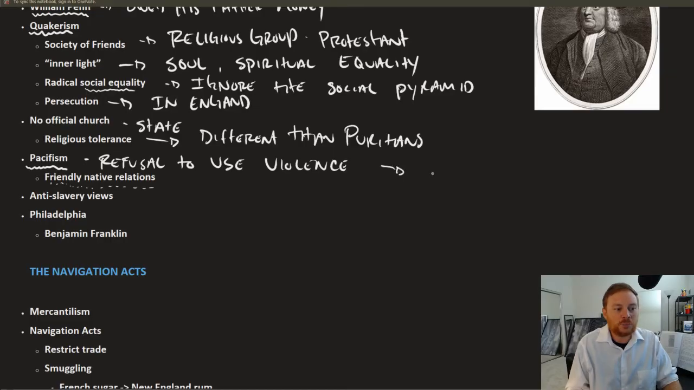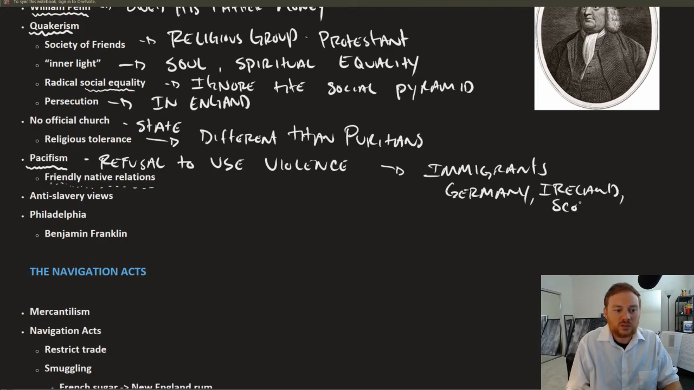This does get complicated when immigrants move to the colony, specifically from Germany, Ireland, and Scotland, right? Even though Quakers are not willing to use violence, a lot of the immigrants and other religious groups and other national groups that come in are willing to use violence. So it's not as if there were no wars in Pennsylvania, just very early on, there were not any conflicts.